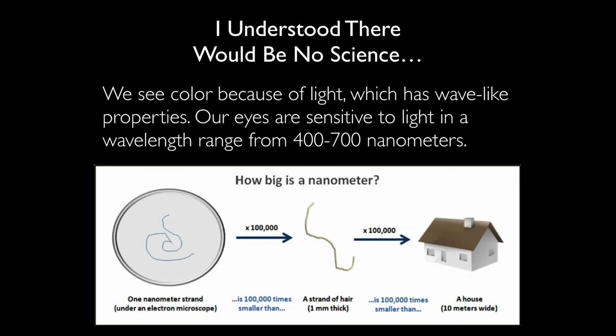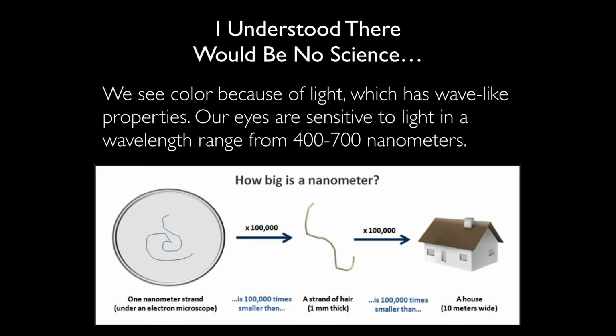So what happens is that we see color because of light. If you're sitting in a totally dark room, you don't see any colors. You don't see much of anything at all. But when you have light, this light can be broken down into different colors that have wave-like properties. Our eyes specifically are sensitive to light in a wavelength range from about 400 to 700 nanometers. Those are really teeny tiny waves.